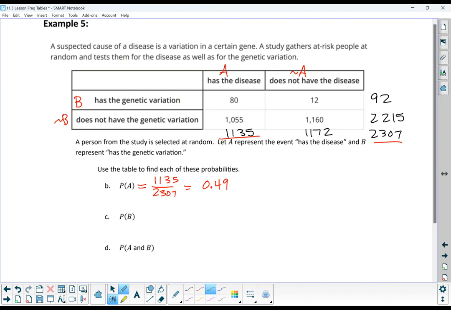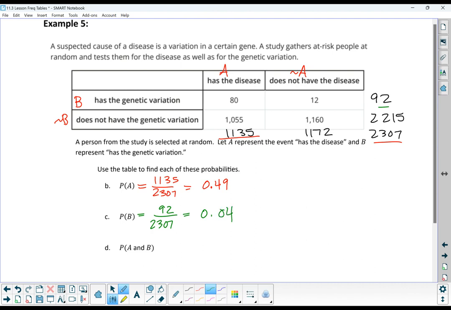Probability of B, so that's the probability of having the genetic variation. There's 92 people in the study that had the genetic variation out of 2307, so not a lot, not very likely at all. So that's only a 3%. Let's see. Let's say 4%. 0.04.